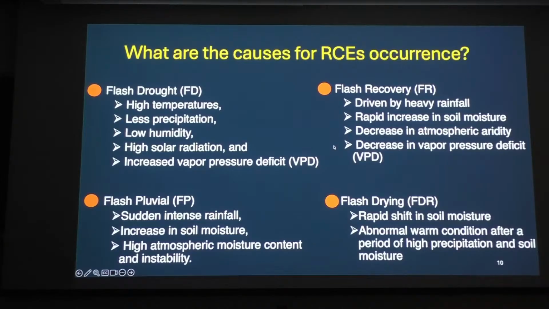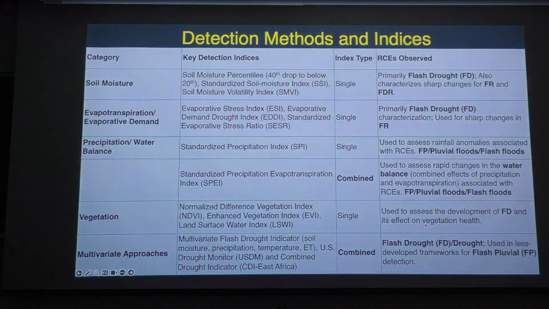When we go to the wet state, we have sudden intense rainfall, as well as an increase of soil moisture, an increase of atmospheric moisture content and instability, a rapid shift in soil moisture, and abnormally warm conditions after a period of high precipitation or high soil moisture.